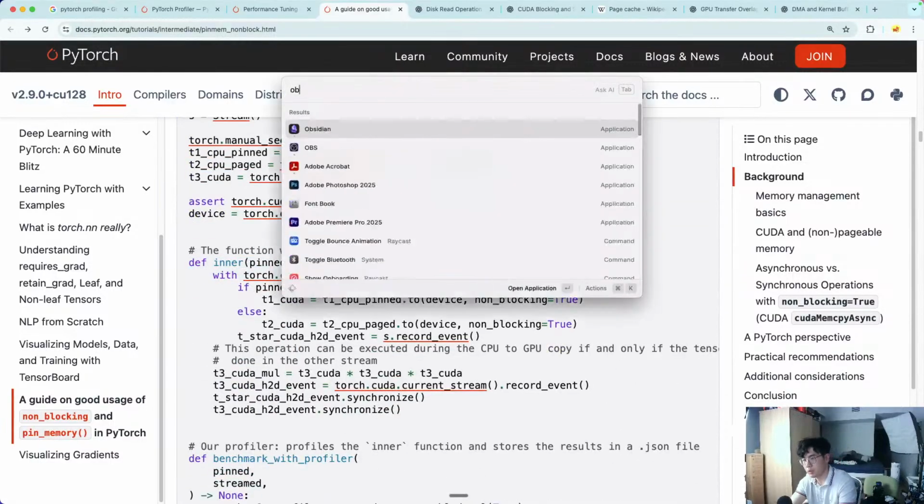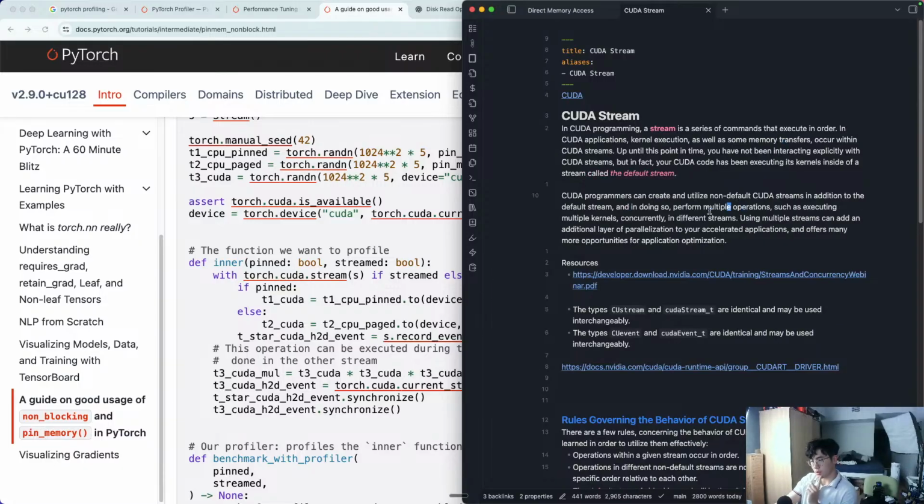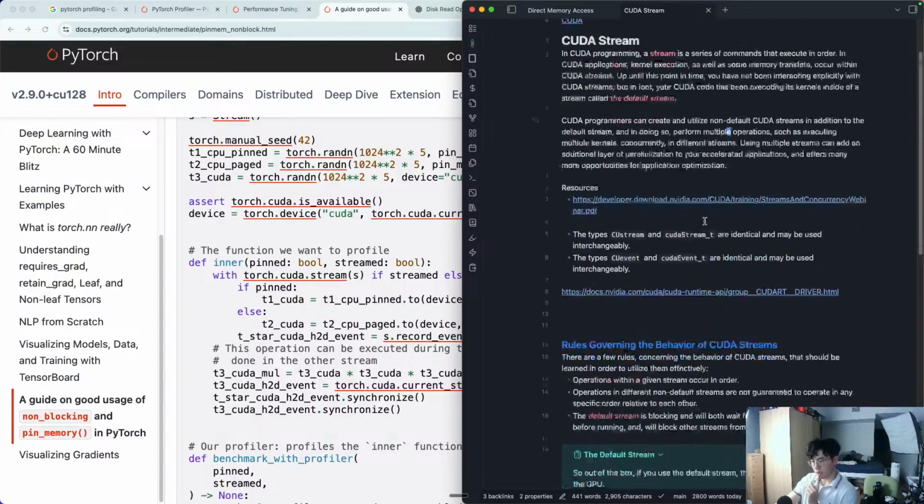And CUDA stream is just like a context of execution, right? Yeah, I've played around with CUDA streams, so each stream is sort of an abstraction to tell you that they can run independently, right?